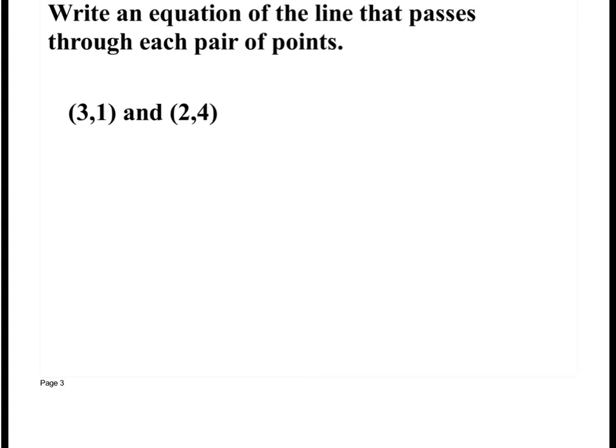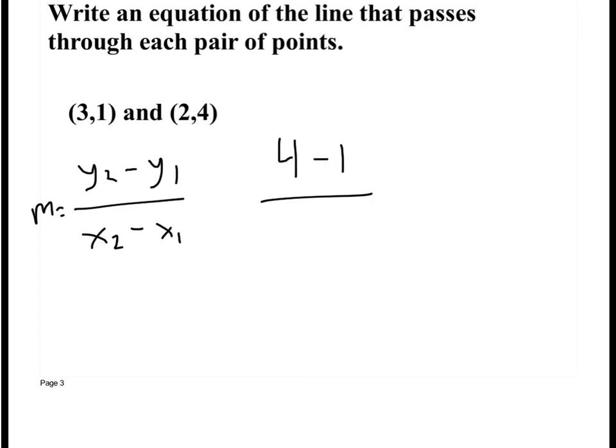The first thing you can come up with is the slope. We know how to find slope, remember? y2 minus y1 over x2 minus x1. Remember that? That gives me m. So find m. So 4 minus 1 over 2 minus 3 gives me 3 over negative 1. Right? So my m is negative 3.